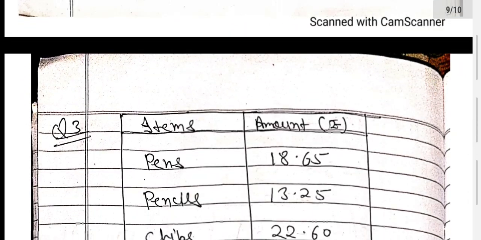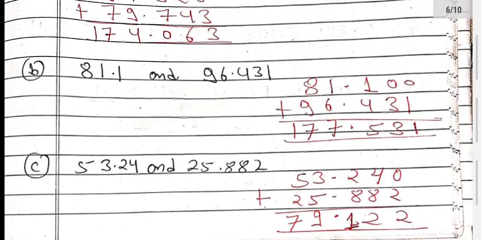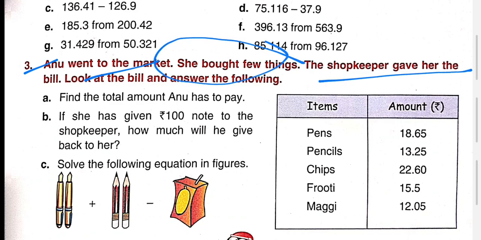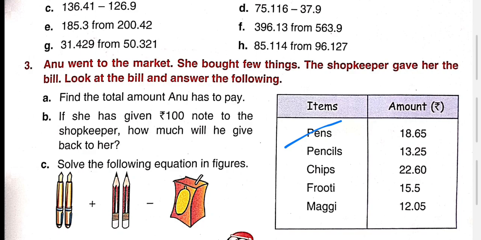Now before coming on the third part, just look at the question first. In your tape question book, Anu went to a market. There is a girl named Anu. She went to a market. She bought a few things. The shopkeeper gave her the bill. Look at the bill and answer the following. Now she went to the market and bought something. Pencil. She has to buy at the rupees of 18.65 pen.